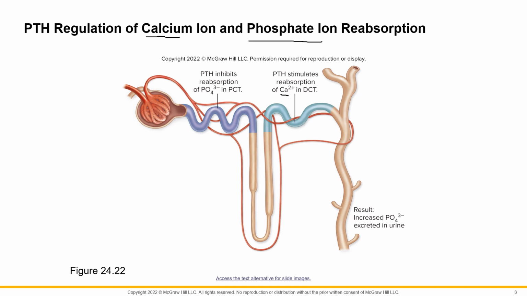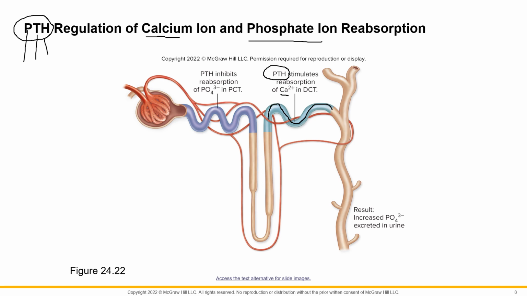So PTH here actually stands for parathyroid hormone. So reabsorption of calcium and phosphates is largely determined by parathyroid hormone. Now here's what happens. First I'm going to talk about calcium and then I'll talk about the phosphate. So parathyroid hormone, which is secreted by your parathyroid glands, which are small nodular glands located on the posterior side of your thyroid gland. Now they target the distal convoluted tubule.